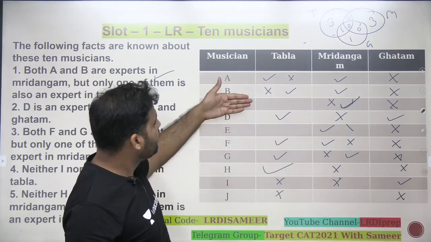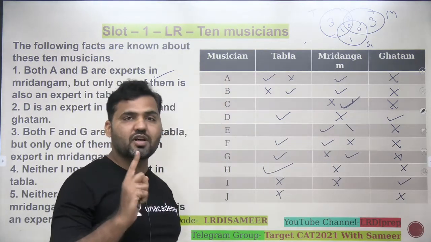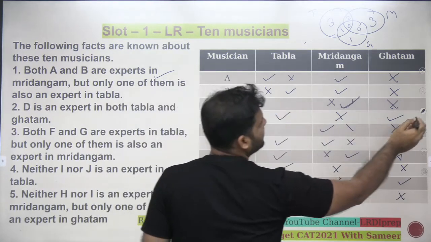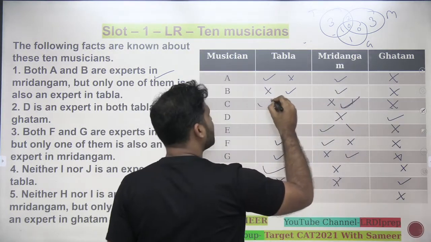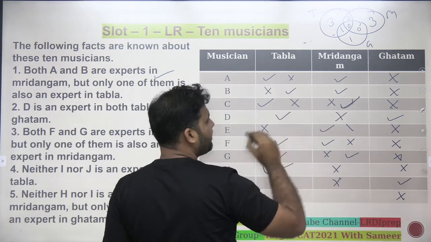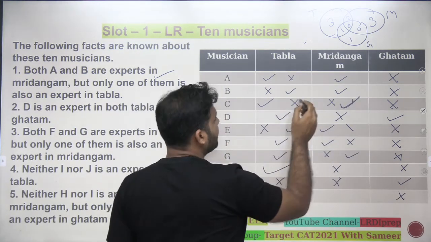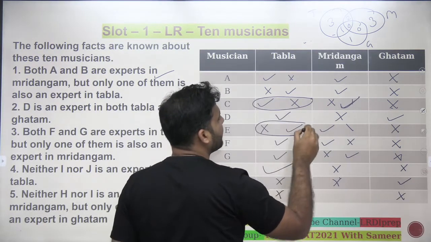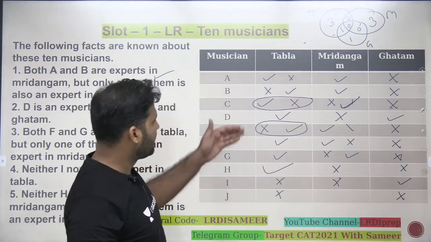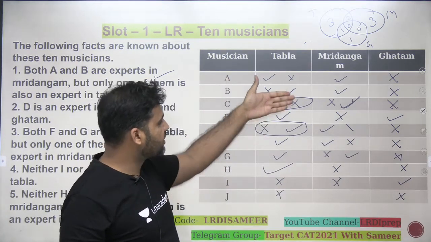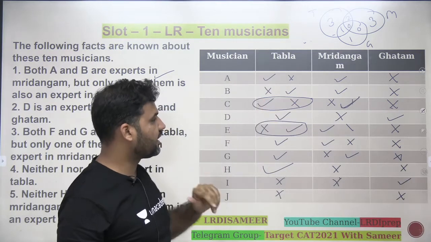So can I say between C and E, only one of them will be playing tabla, right? If I'm saying that C is playing tabla, E is not playing tabla. Similarly, if C is not playing tabla, E is playing tabla. So both of these two values are interconnected. That means if you place a tick mark here, you need to place a cross mark here. If you place a cross mark here, you need to place a tick mark here.